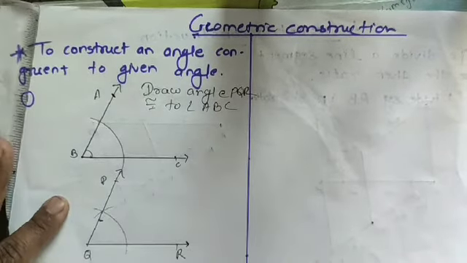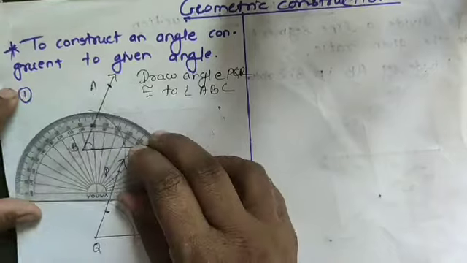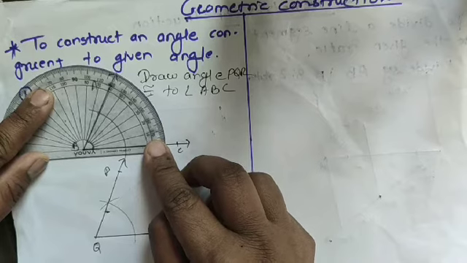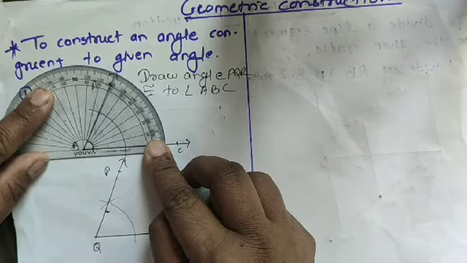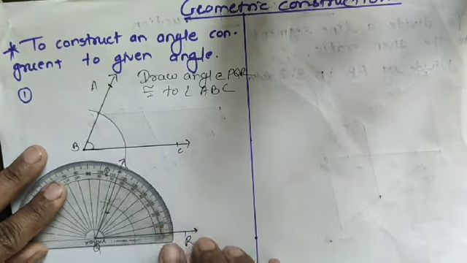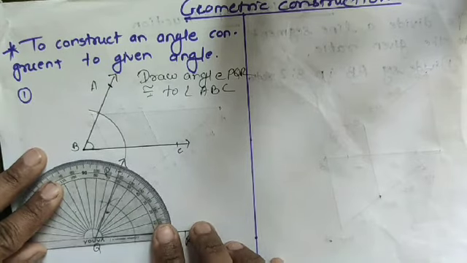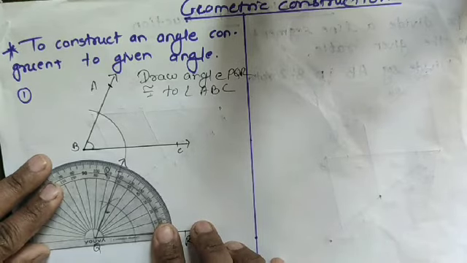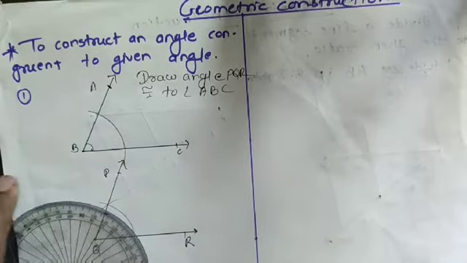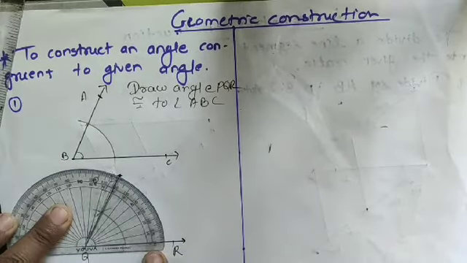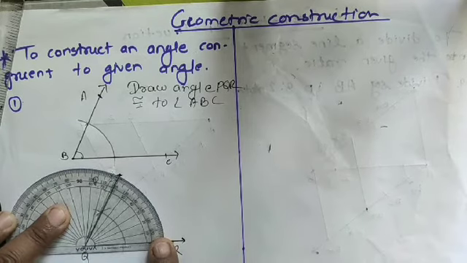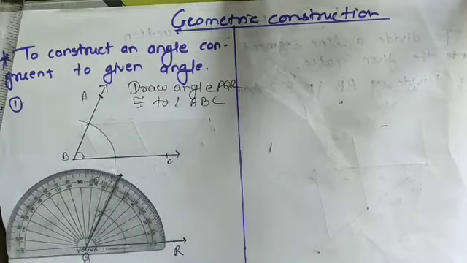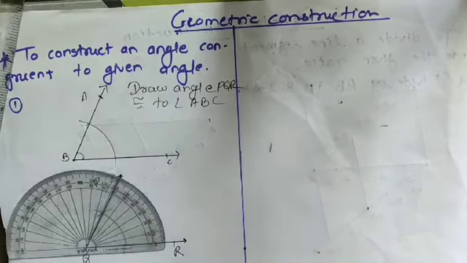This is my angle PQR. If I measure this angle, how much is the measure? That is 61, okay. Now I will measure PQR. What is the measure of angle PQR? It is also 61 degrees. Okay, so in that way, for an acute angle we have drawn the congruent angle.